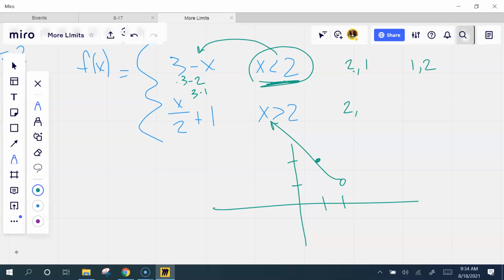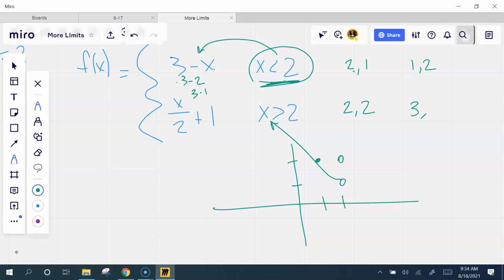Start at 2, and I'm gonna plug it in. If you plug in 2, 2 over 2 is 1, and 1 plus 1 is 2. So I got 2, 2, again with an open dot. So I have a hole in my graph here, right? This function is not defined at x equals 2, and I'm gonna guess that's gonna come into play somewhere with these limits, somewhere in this question that's gonna be asked of us.